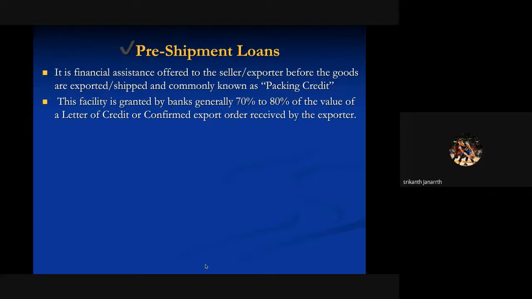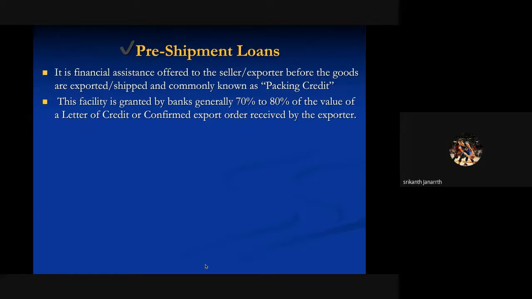Okay, so here what will happen: if you are an exporter, you got an export order or a letter of credit. You will get a letter of credit opened by the importer, or you got a confirmed order from the importer, then you are going to ship the goods, right? So you have an export order.